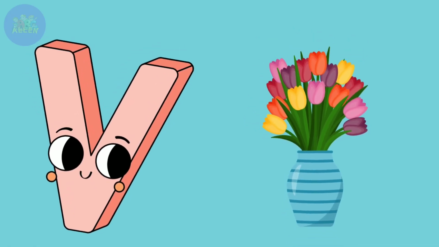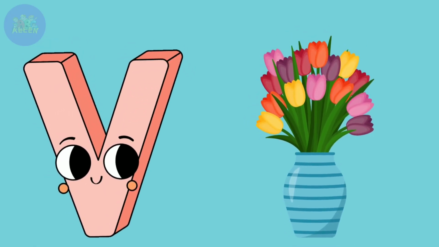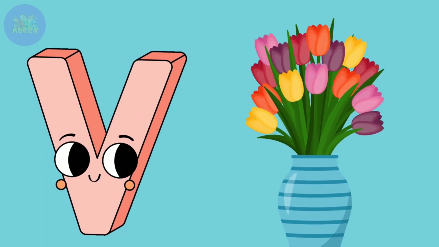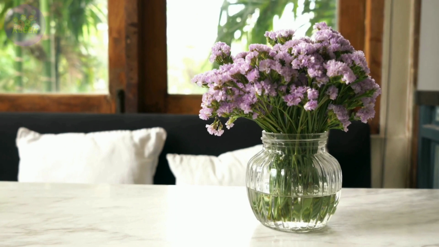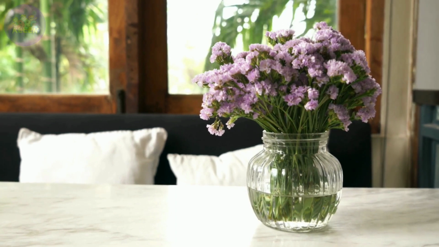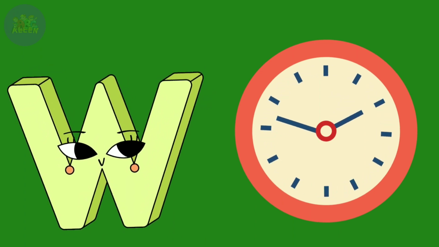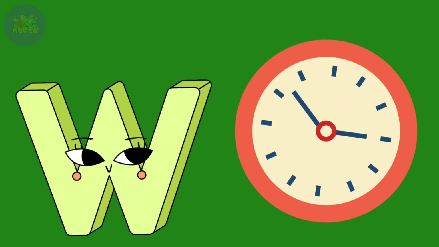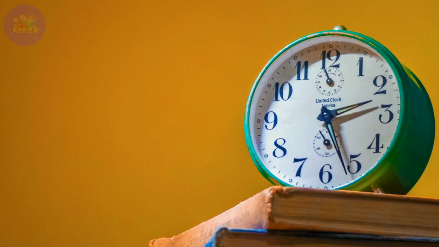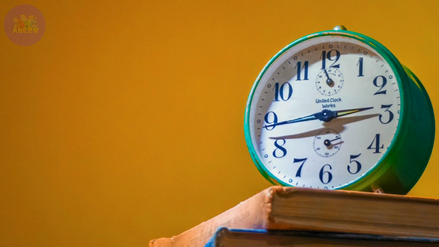V is vase. V for vase. Say with me. V for vase. W for watch. W is watch. Say with me. W is watch.